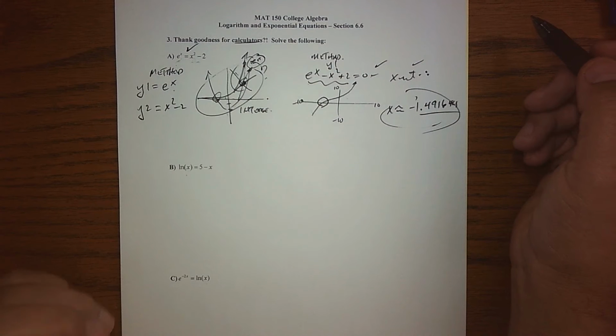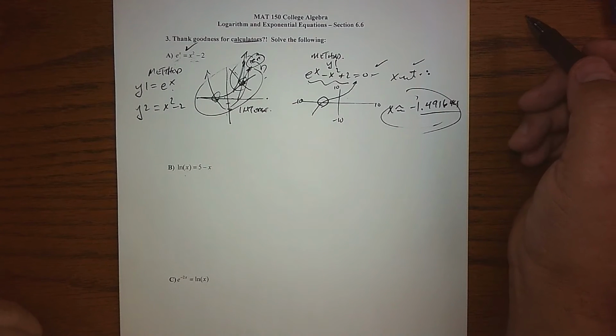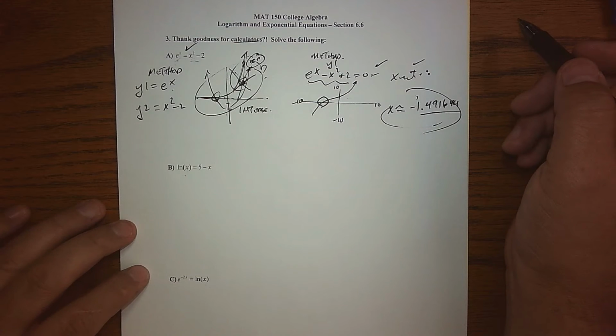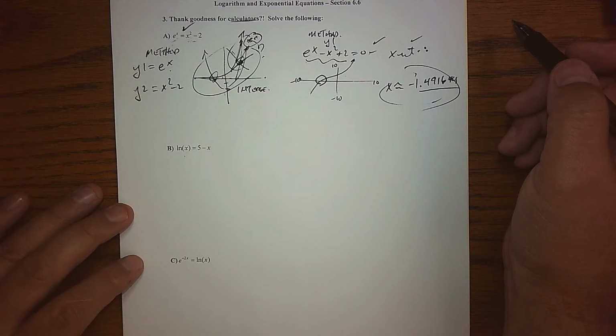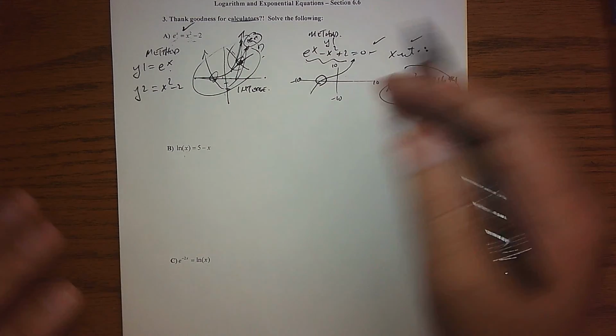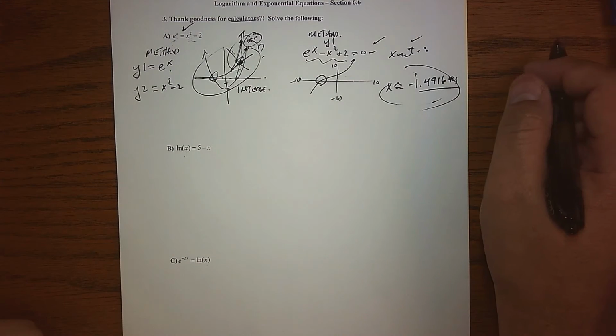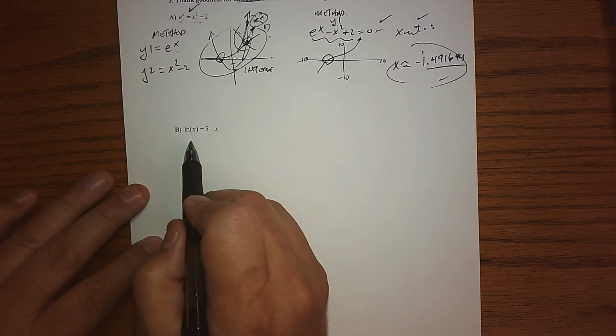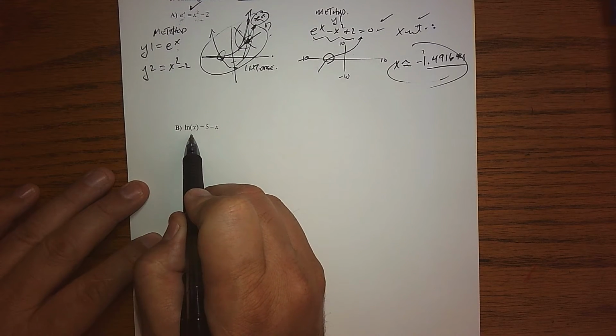So, a nice review of, I think this was an extra credit assignment many, many moons ago, and now it has a payoff because these can't be solved using a logarithmic idea, an exponential idea, or algebraic ideas. So we basically need technology. So the next one, again, it's not possible to solve this algebraically.